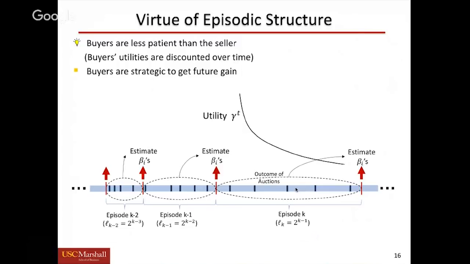You can contrast this with an algorithm that tries to update the estimate of the preference vector at every round. Now you see that whenever you submit a bid, in the next period it would have some effect on the estimates of the seller. But that doesn't bring any robustness against strategic buyers. So this is why the episodic structure is helpful.